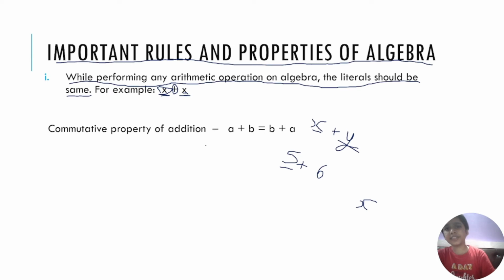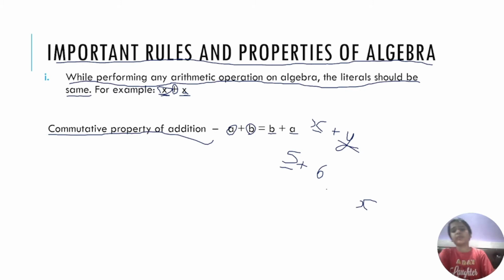So now let's see some properties. This is the first important property of algebra. I will not write all, only the important ones. The first is the commutative property of addition. In this, if I add two literals, a, we can assume it as any number, a plus b, or it can be any literal. So a plus b, if we add them both, the answer will be same as b plus a.